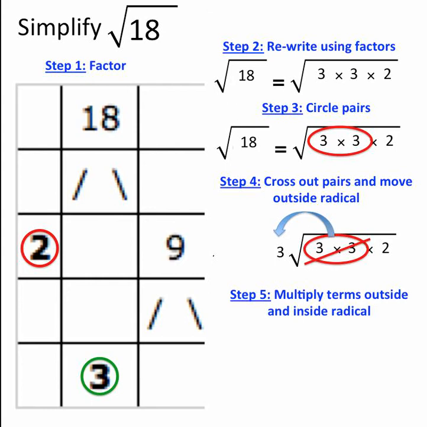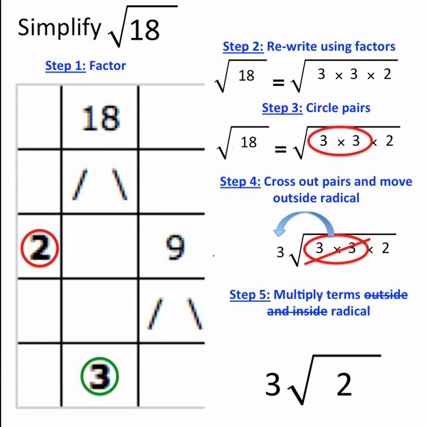My final step is to multiply the terms outside the radical and multiply the terms inside the radical. But when I look at this, I have to do that for neither of these terms, because outside the radical, I just have a 3. There's nothing to multiply it by. Inside the radical, I just have a 2. That pair of 3's has already been crossed out, so there's nothing for me to multiply that 2 by.